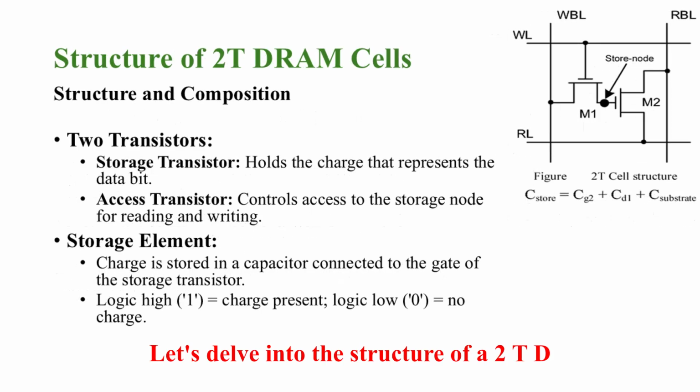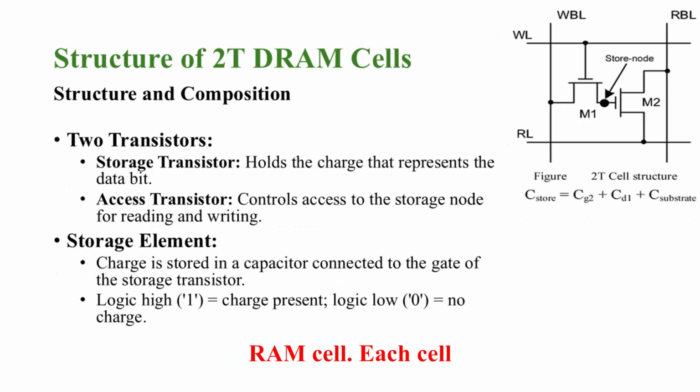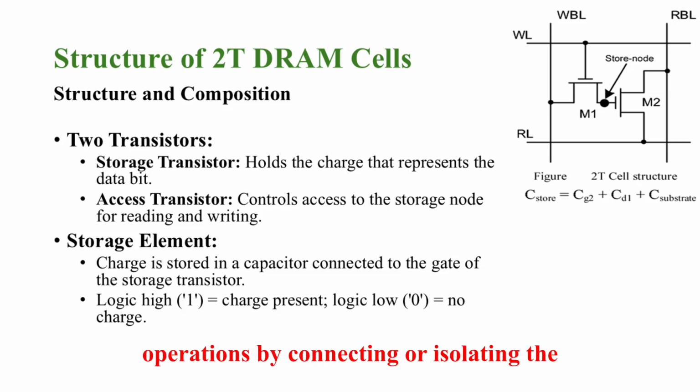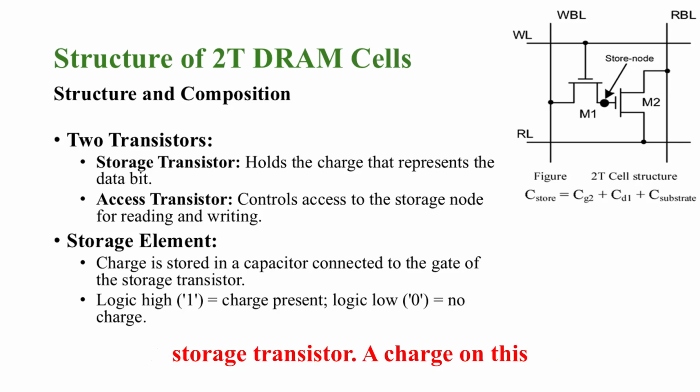Let's delve into the structure of a 2TD RAM cell. Each cell comprises a storage transistor, which holds the charge that represents the stored data, an access transistor, which controls the read and write operations by connecting or isolating the storage node. The storage element is a capacitor connected to the gate of the storage transistor. A charge on this capacitor represents a logic high, or 1, while the absence of charge represents a logic low, or 0. This simple design allows for compact memory arrays.